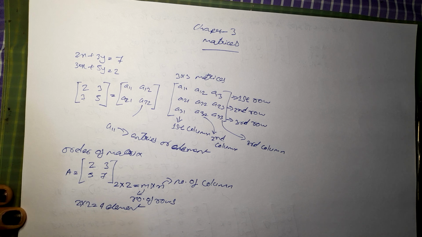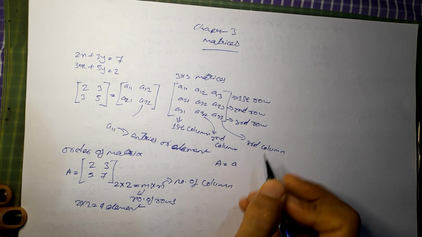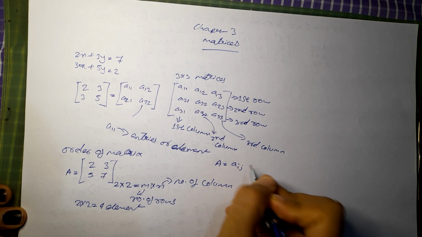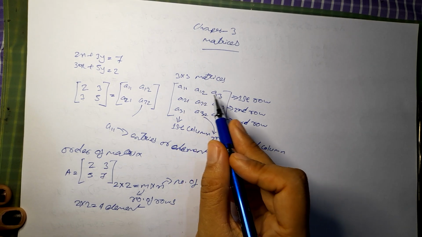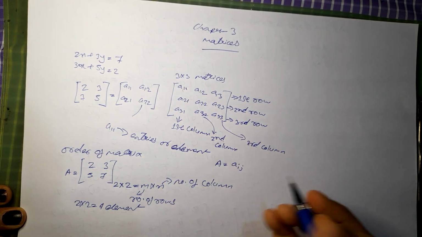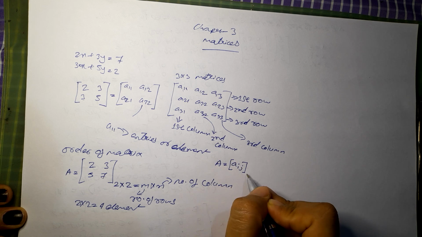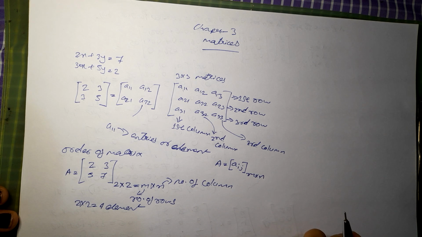So the general format of a matrix is represented as A equals [a_ij], where inside we put the small a. Here a11, a12, a13, and so on, this will be the i and this will be the j. So a_ij is the symbol of the matrix, and the order is M into N. In this way we represent the matrix.